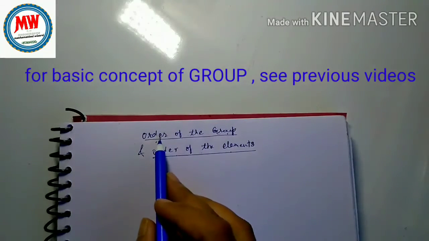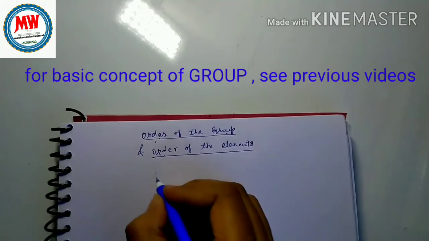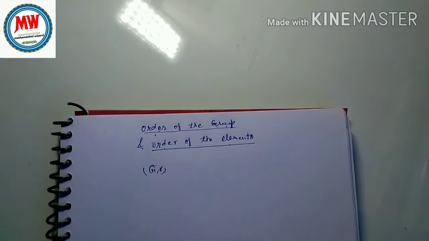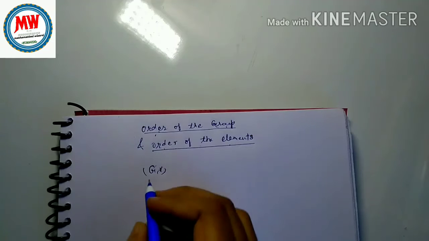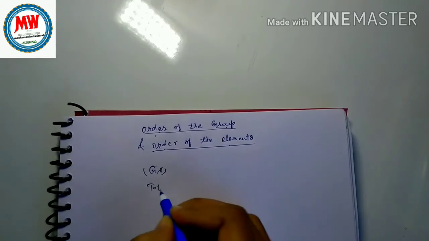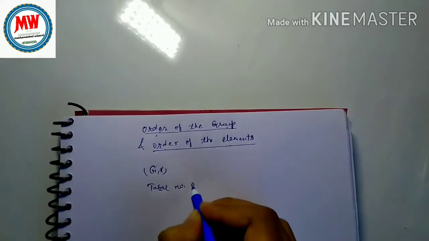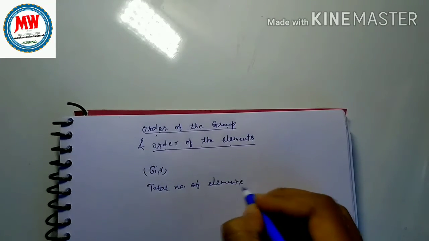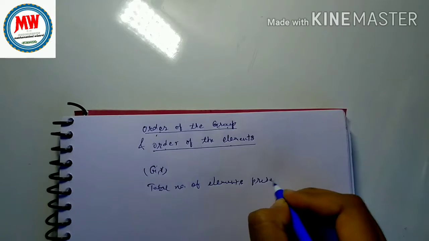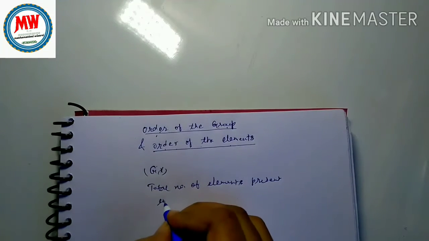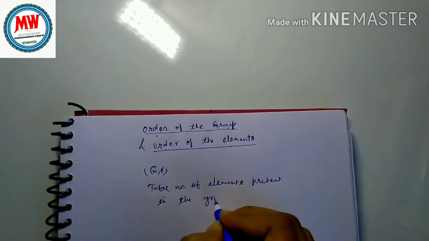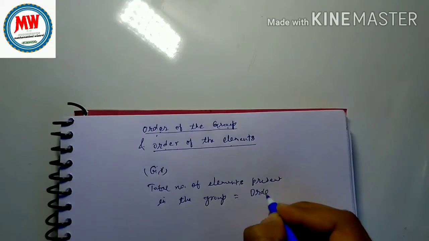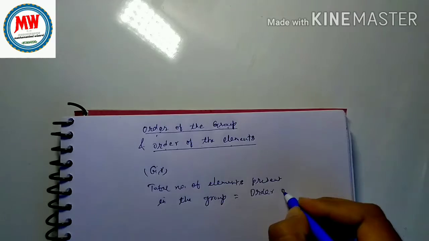First we will see what is the meaning of order of any group. First let G star be any group. Then order of the group means the total number of elements present in the group is called the order of the group. It is very simple.